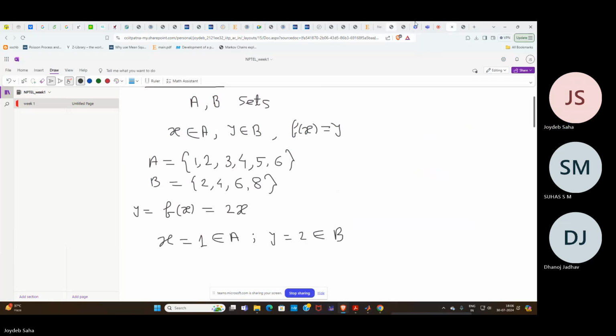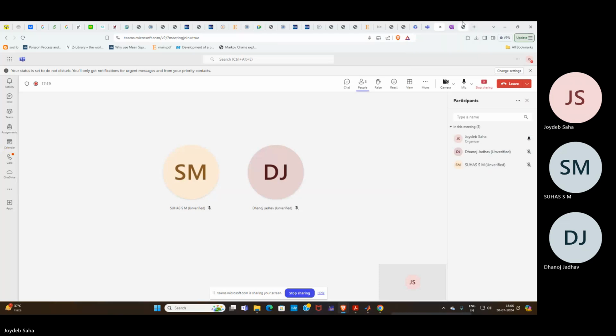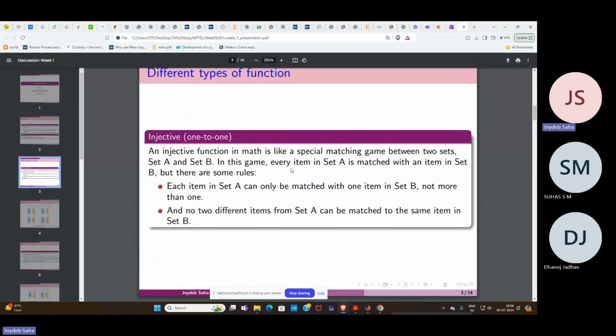Now we will come to the different types of functions. Basically, we will divide functions into 3 types. One is injective, another is surjective or onto, injective means one to one, and the third one is bijective. Bijective is very important because you will see the use of bijective in cardinality and countability also. Although all are important. So let's start from injective.